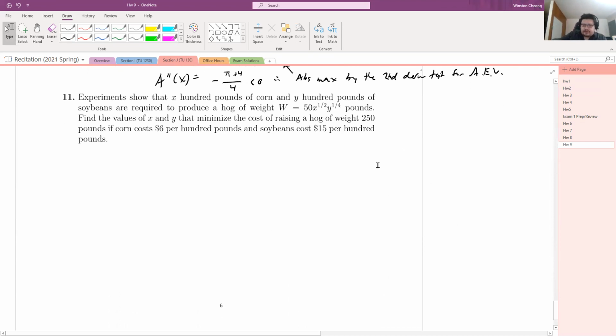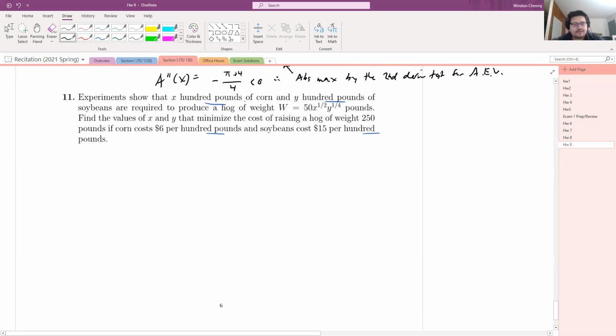Then lastly, we've got number 9. With number 9, the first thing I want to mention is actually these units. They're a little bit awkward: 100 pounds, 100 pounds, 100 pounds, and 100 pounds. It turns out that this is fine. We don't need any unit conversions or anything like that, but it's something you need to check.